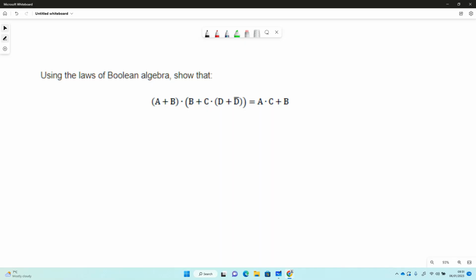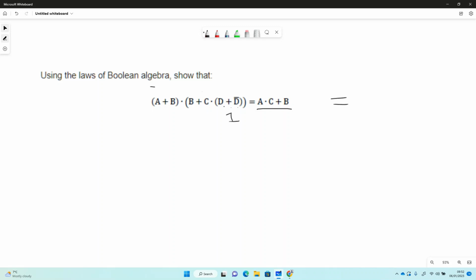Now this is another Boolean algebra question, but it's slightly more unusual, because they've essentially given you the answer and asked you to prove that that's the case. So we have to look at this side and decide whether we can get to this answer. The first obvious thing we could do to reduce this is to look at D or not D. And D or not D is going to be 1.